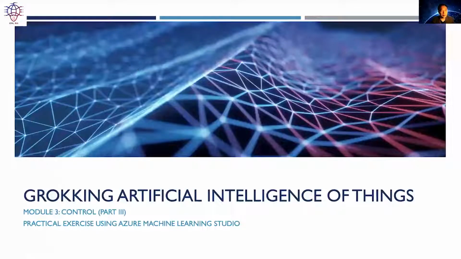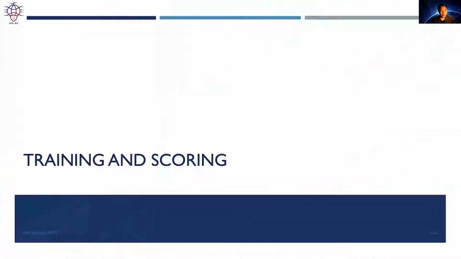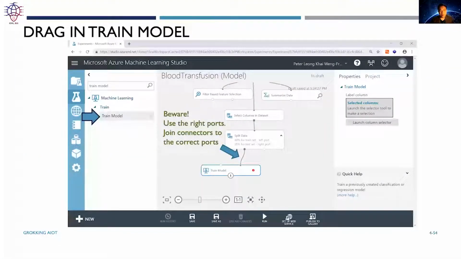Welcome back. This portion will be on the final portion, which is after we have actually prepared the data, we will actually train the AI model. So we'll go back to Azure Machine Learning Studio later, but we'll first start with the slides first. After the previous step of splitting the data, the next portion is really to do the training, which I have mentioned before. It's actually the most straightforward part of this process.